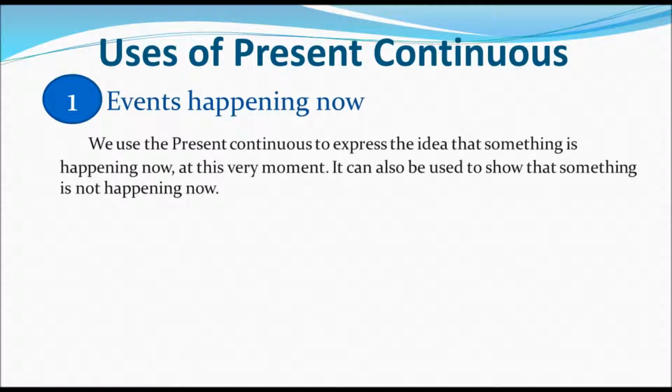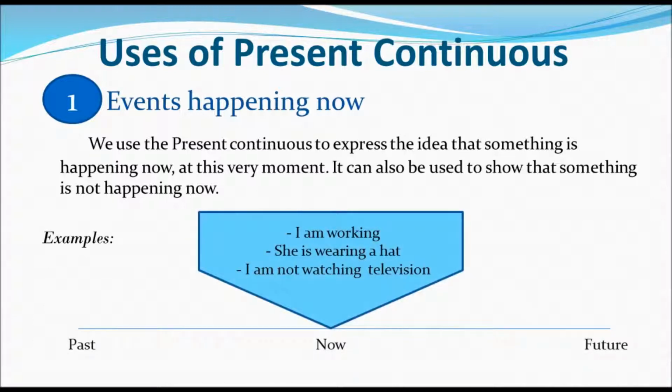Let's see when we should use the present continuous. 1. Events happening now. We use the present continuous to express the idea that something is happening now, at this very moment. It can also be used to show that something is not happening now. Here are some examples. I am working. She is wearing a hat. I am not watching television.